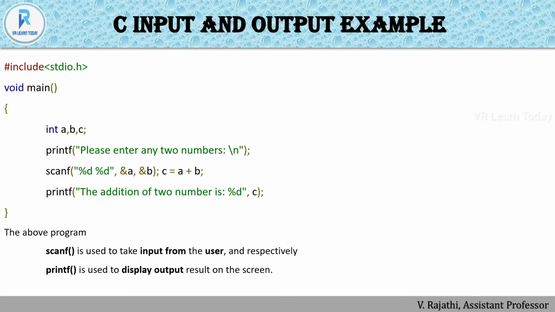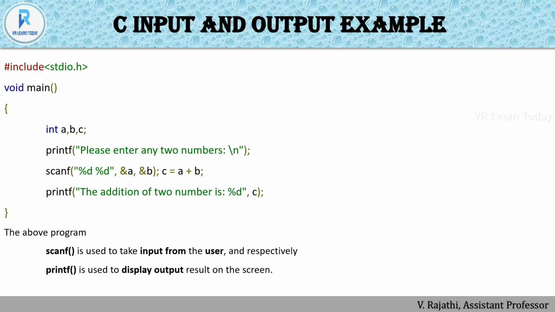Let's see one example for better understanding. First, as usual, the header file #include <stdio.h>, then the main function, and inside main we declare variables. These variables are integer type: int a, b, c. Then printf, please enter any two numbers, backslash n. The backslash n is an escape sequence used for a new line. So this text is printed as it is on the output screen.